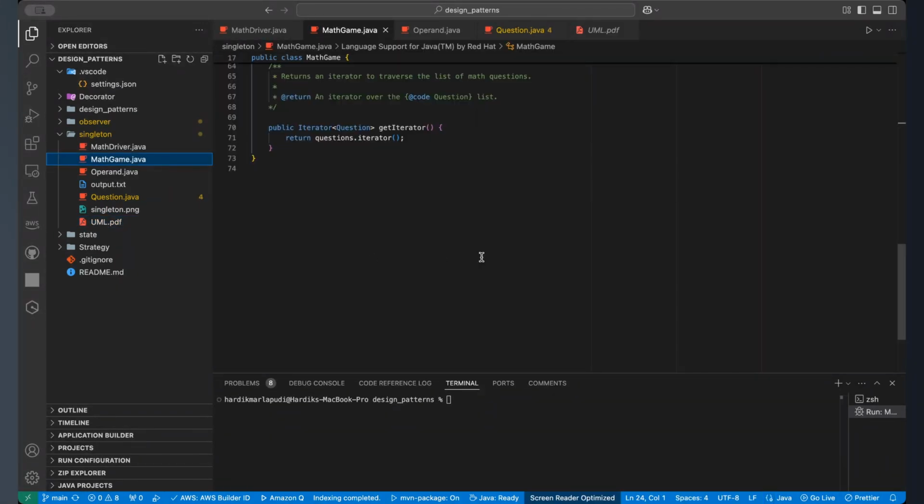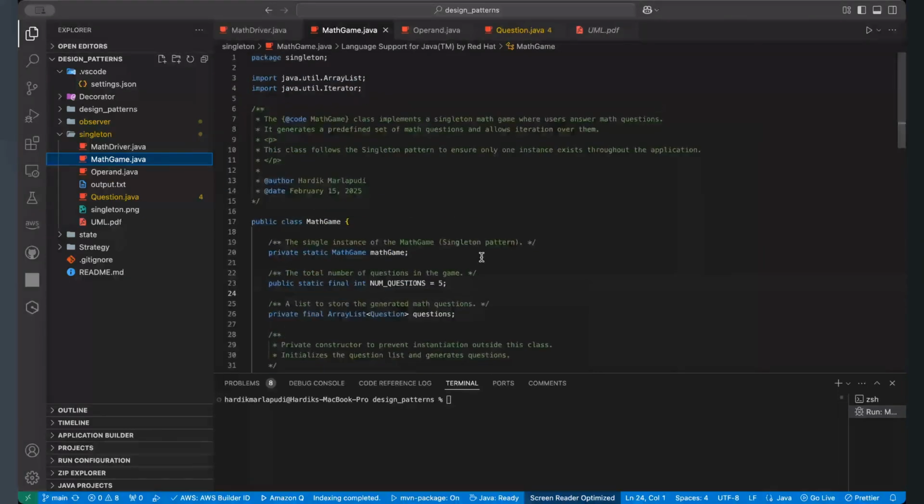So overall, I think the important class for this Singleton design pattern would be the mathGame.java, because this class implements a singleton math game where users answer math questions. It generates a predefined set of math questions and allows iteration over them. This class also follows the singleton pattern to ensure only one instance exists throughout the application.